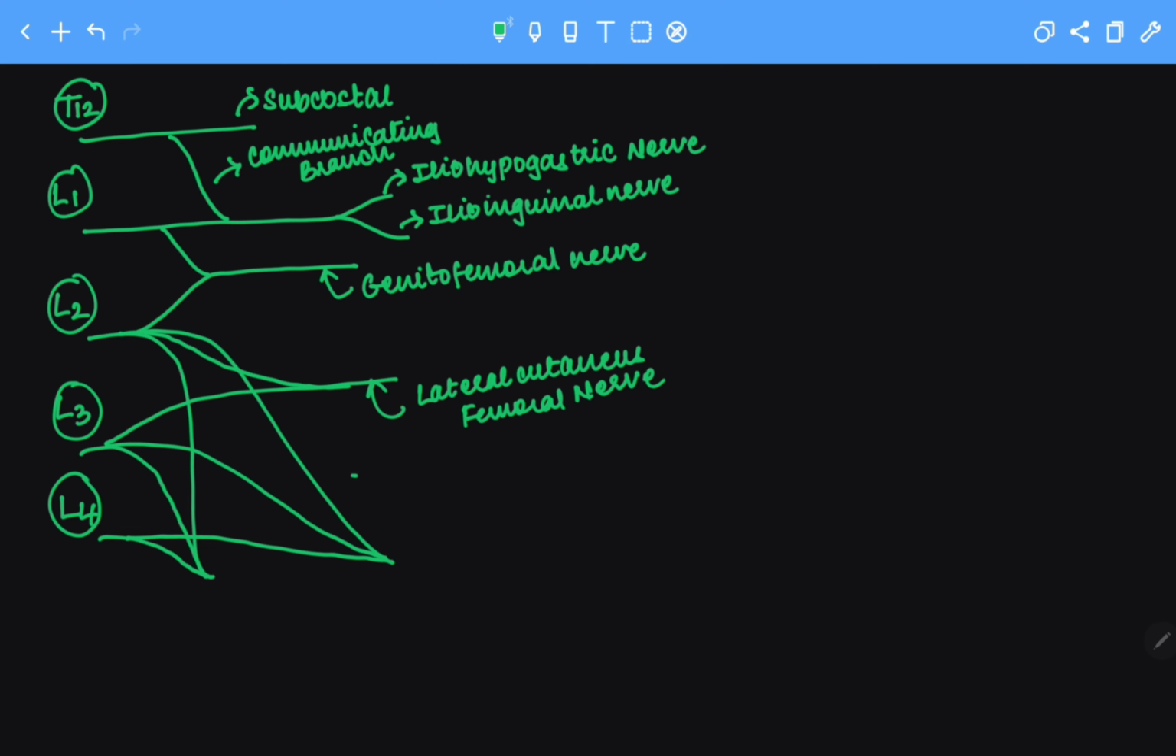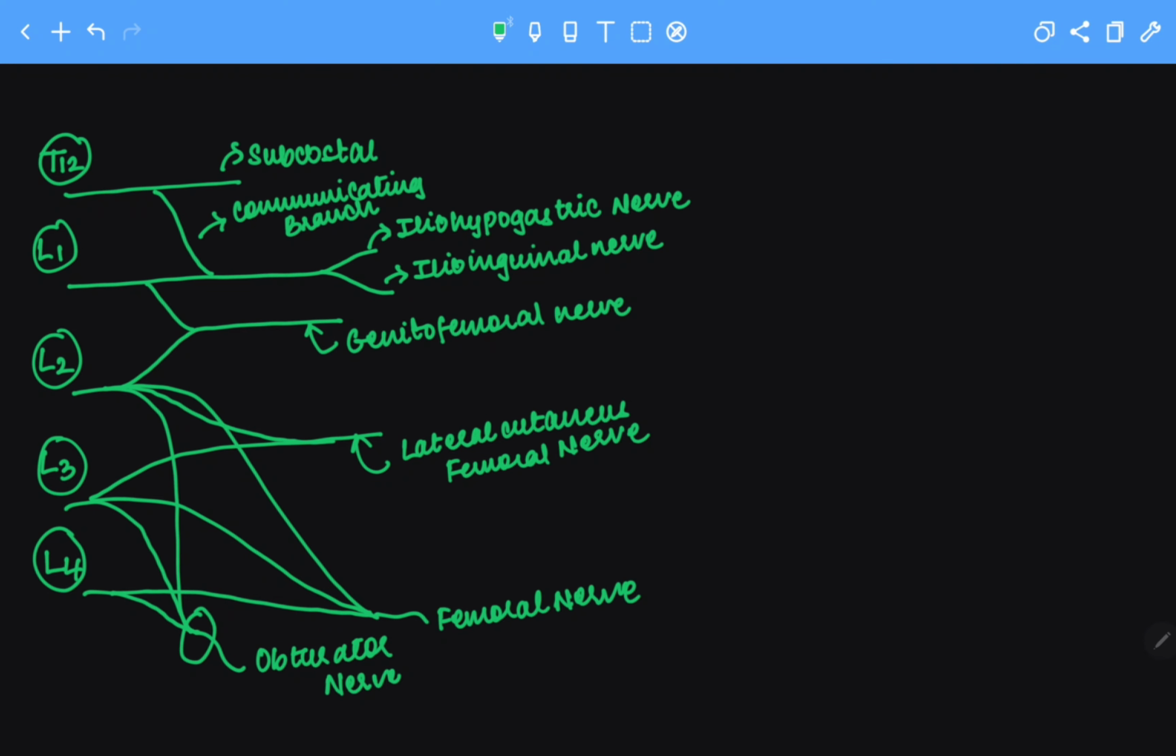If we notice these 2 nerves, they are originating from the exact same roots. But what is the difference? This nerve over here is originating from the anterior division of the root, while this nerve over here is originating from the posterior division of the root. So these anterior divisions will make up the obturator nerve, while the posterior divisions will make up the femoral nerve.